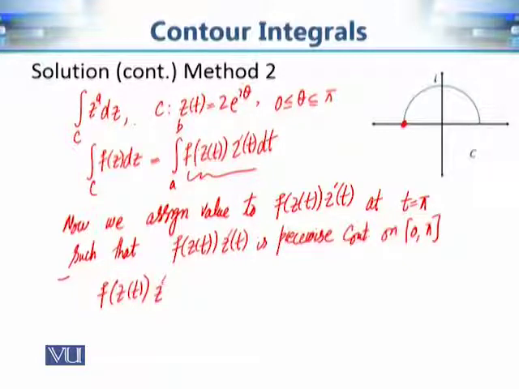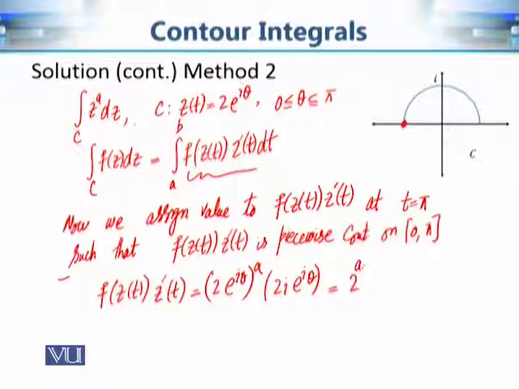Okay, now using its values we can easily calculate that this is going to be equal to 2 e raised to power iota theta raised to power a. So this is f of z of t multiplied by z prime, so 2 iota e raised to power iota theta. So this is going to be equal to 2 raised to power a plus 1 iota e raised to power iota a plus 1 theta. Now we want to calculate a value.